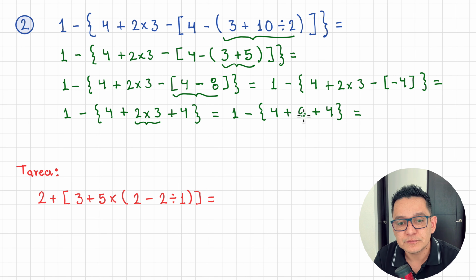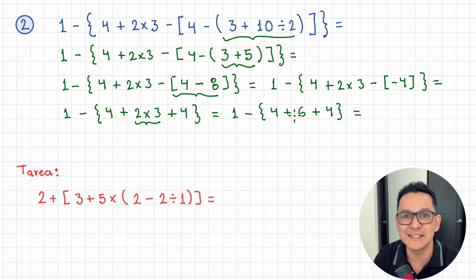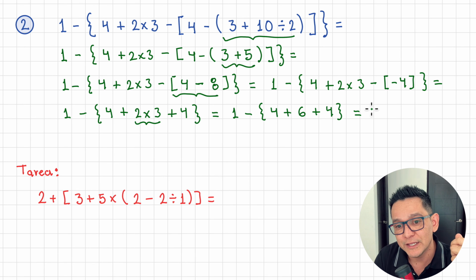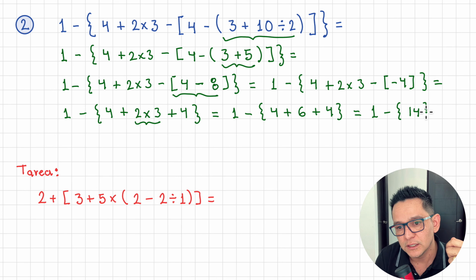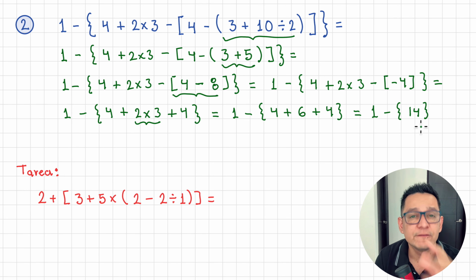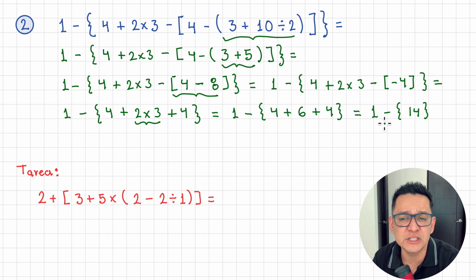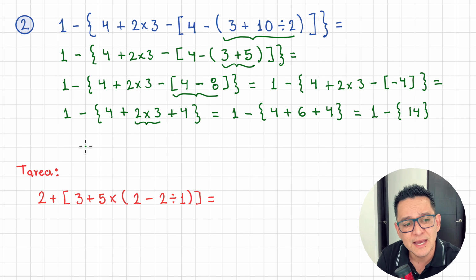Now inside the bracket, inside the braces, we only have additions, so we can add now, right? So I have 1 minus, I'm going to open the brace, and we're going to solve the addition. We have 4 plus 6, which is 10, and plus 4, which is 14. So we write 14, and now we're going to close the brace. Notice that again in this case, it doesn't make sense to keep using the brace.